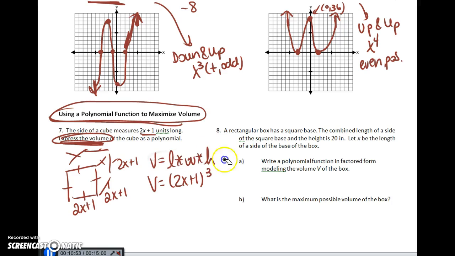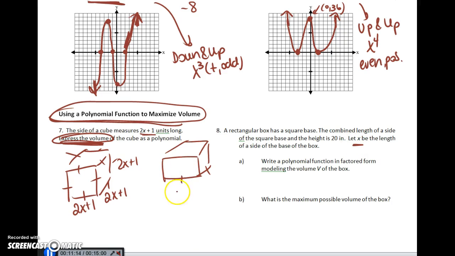Okay, so I'm going to erase some of this so that we have a little bit more room for number 8. Now we're actually going to go through and maximize. A rectangular box has a square base. The combined length of a side of the square base and a height is 20. Let x be the length of the side of the base of the box.